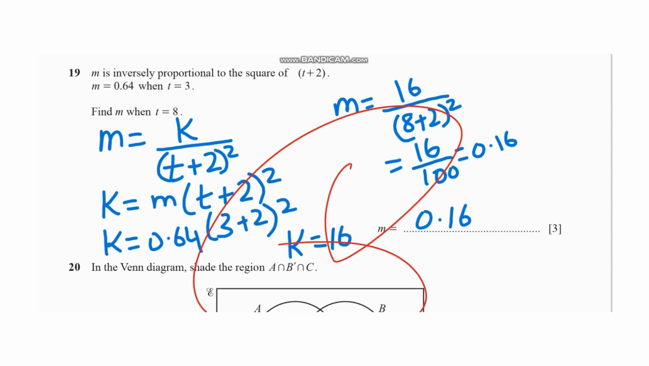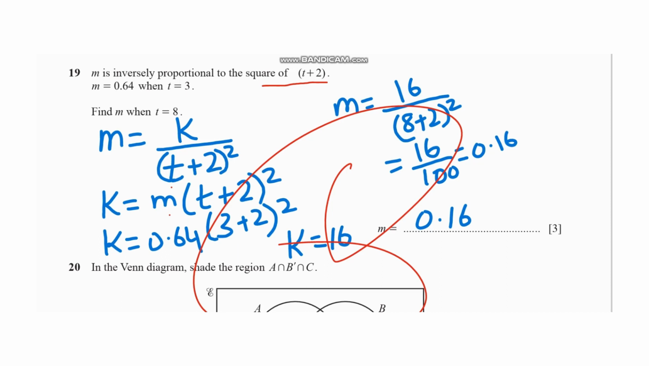Question 19 states m is inversely proportional to the square of t plus 2. So find the m when t is 8. What we will do is, first, it's inversely proportional to the square of t plus 2, so t plus 2 to the power of 2, and it will be m is equal to k divided by (t plus 2) to the power of 2. Then we move the bottom part to the left side and it will be m multiplied by (t plus 2) to the power of 2.